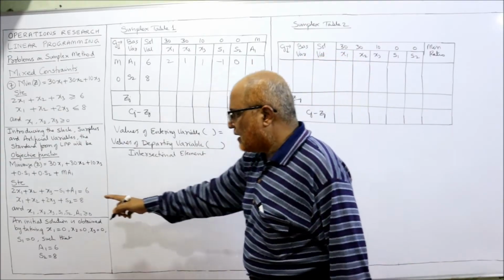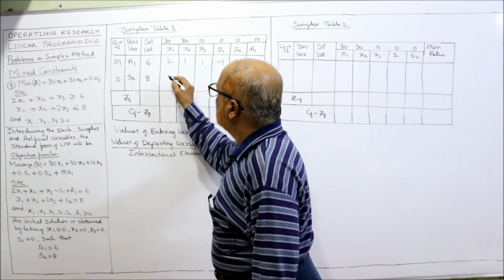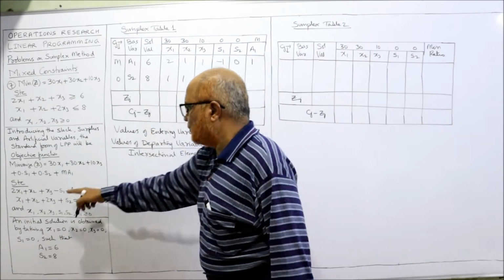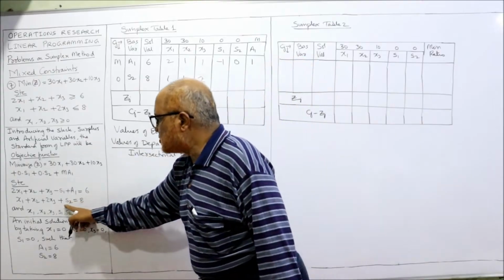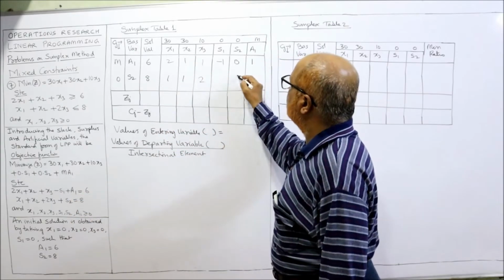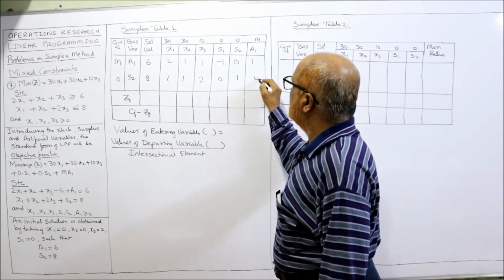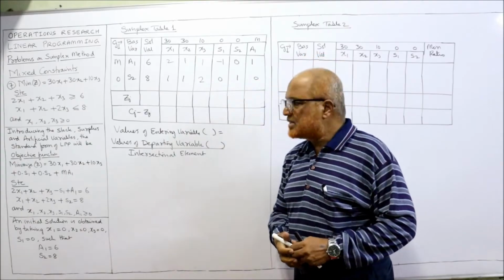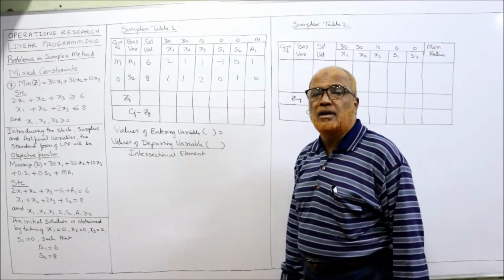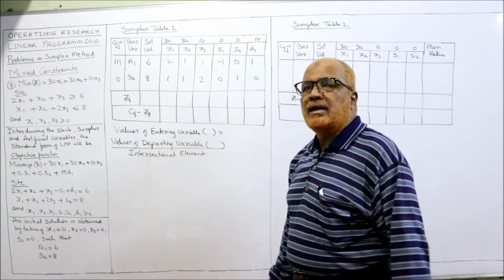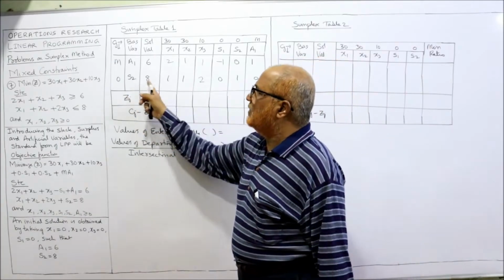Right? Now second, 1x1 and 1x2, 2x3, then s2 plus 1, then 0, 0. That's all. First, we have completed the first simplex table. Now we need the zj value. Multiply the cj value with the variable.